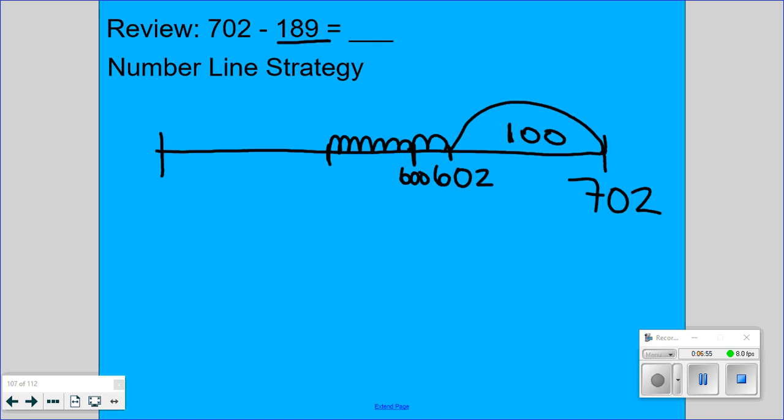Everybody count with me. I'm at 600. 599. 598. 597. 596. 595. 594. 593. Wow, that was hard. Probably not our best idea to go back 9. I probably would have only gone back 2 and then done the other part of that later. Did it work? Yes. But it was not fun.